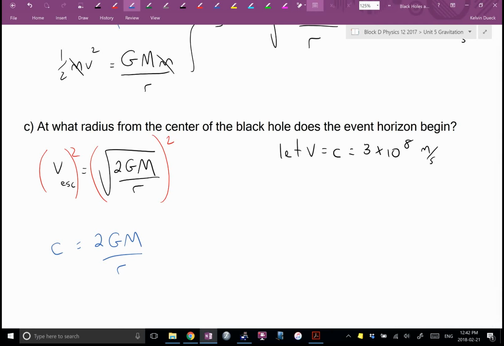How do I get the R by itself? Where is the R right now? Where do I want it to be? Oh, times the R over and divide the C. R equals 2 big G big M over C. 2, 6.67 times 10 to the negative 11.